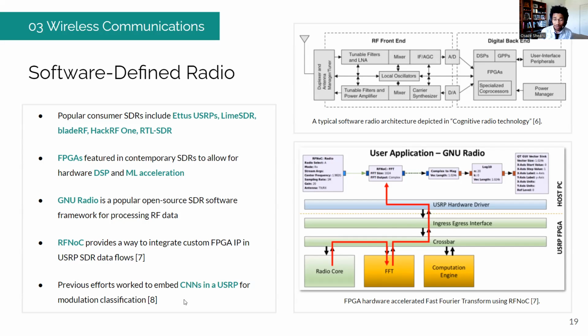And that's actually not spectrum sensing, but modulation classification is shown as an example of using an actual hardware neural network core in the USRP developed by Ettus.